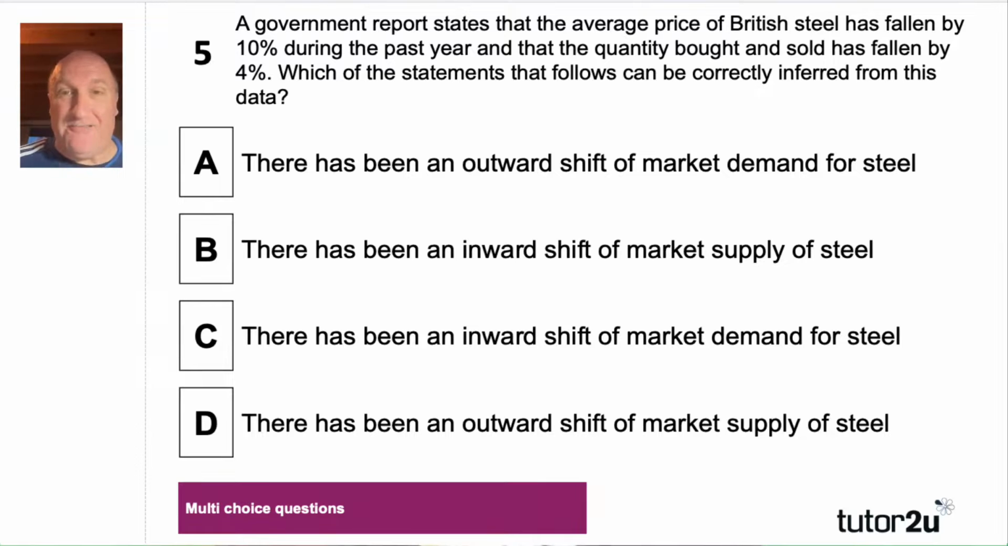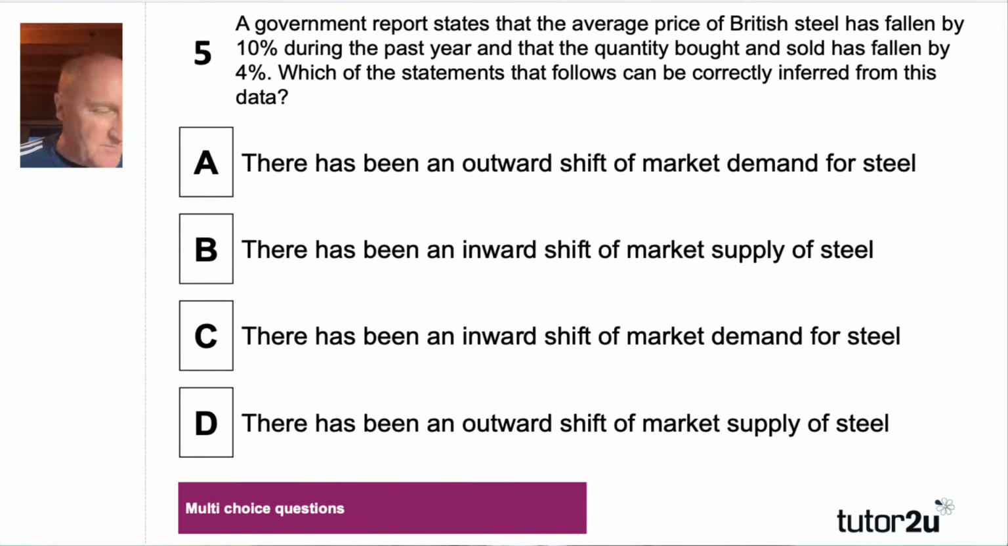A government report states that the average price of British steel has fallen by 10% in the last year. And the quantity bought and sold has also fallen by 4%. So the price of British steel has come down by 10%. The quantity bought and sold in equilibrium has fallen by 4%. Now, which of the statements there can be correctly inferred from this data? So what has happened to either the demand or the supply of steel if steel prices have fallen and the quantity bought and sold have gone down? The key to this, everybody, is to try to visualize this or map it out, sketch it out on a supply and demand diagram.